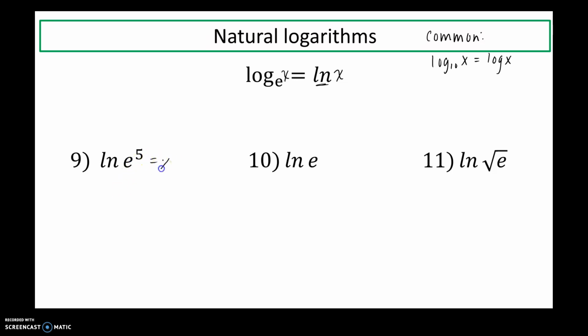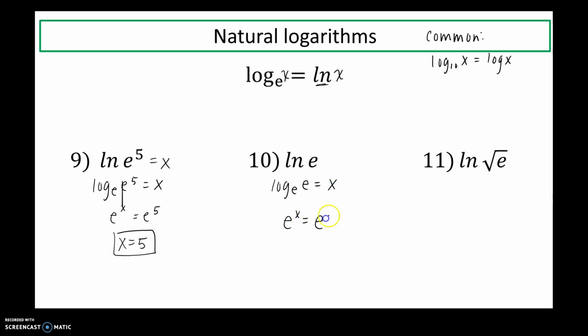So if I need to set this equal to x, what's the natural log? The natural log is log base e. Writing that in exponential form, e to the x power is equal to e to the 5th. So what does this evaluate to? x is equal to 5. ln of e, okay, natural log is log base e. If I set that equal to x, I get e to the x is equal to e. When that's not written, we know the exponent to be a 1, so I get x is equal to 1.